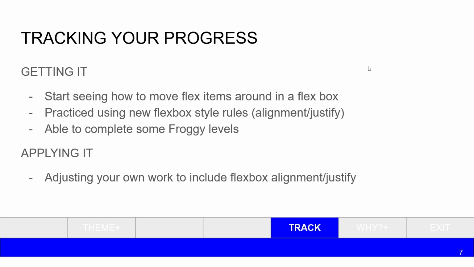But you know you're getting it after today because you can start to see how to move these flex items around in a flexbox. You get to practice some new style rules, specifically alignment and justify, and you know you're getting it because you're able to complete at least some Froggy levels. I'll show you the first three, and then there are 24 in total. You absolutely do not have to get all the way to 24, but I want you to try to get to 24, okay?